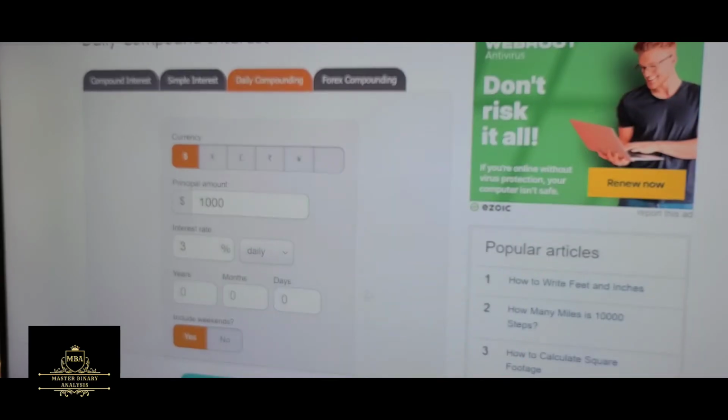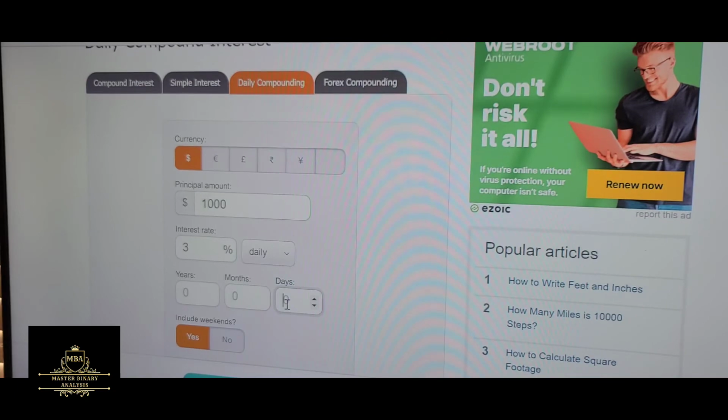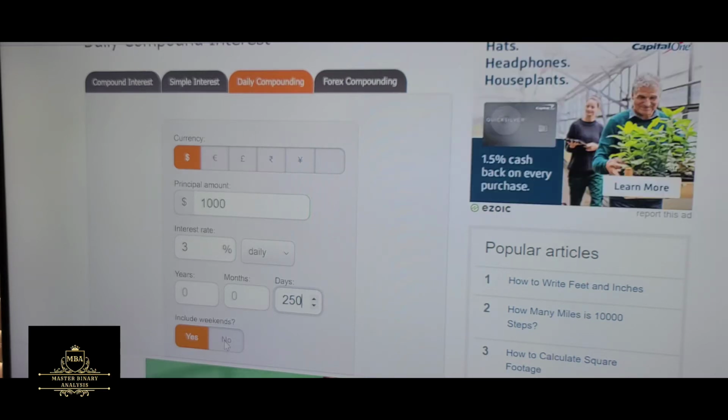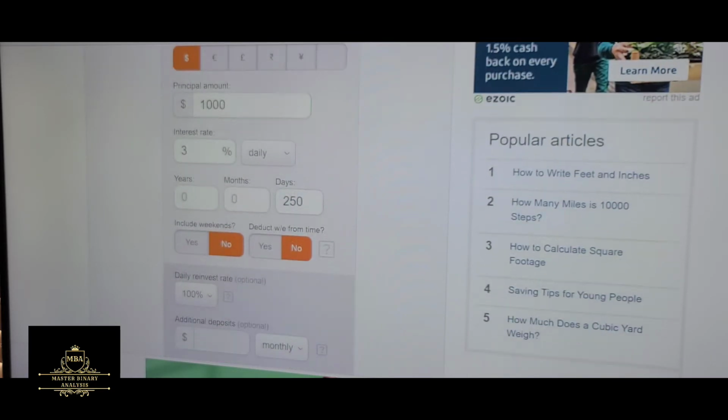Okay, well, how long do you want to trade? It's up to you. So let's just go with 250 actual trading days a year, or business days, because the markets close on Friday at 3 p.m. Mountain Standard Time and don't open till Sunday 3 p.m. Mountain Standard Time. So we don't include weekends. We do not deduct. Now, prepare to have your mind blown.